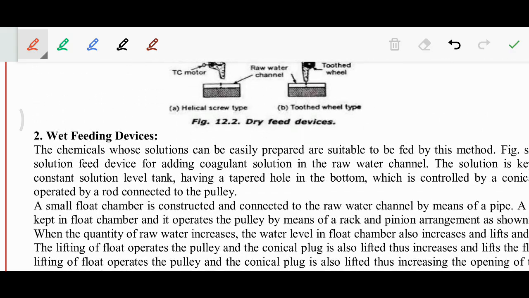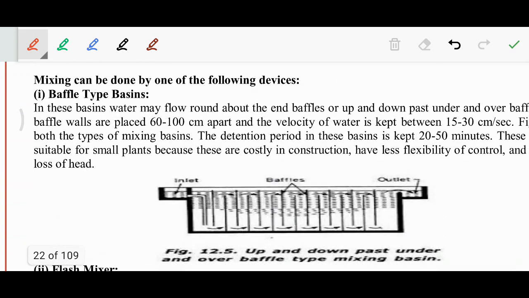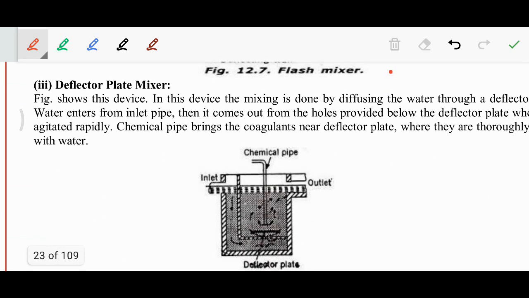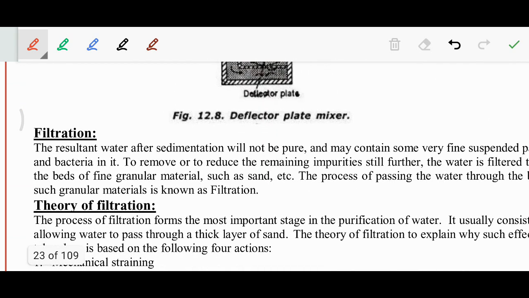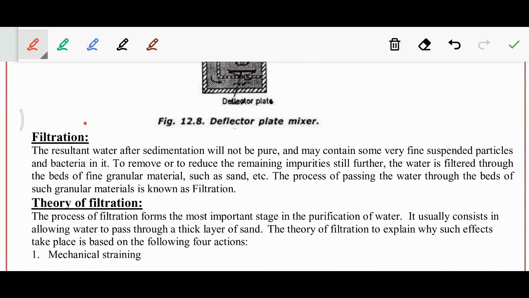Next we'll see some mixing devices. It is actually not in the syllabus. We'll try to understand filtration. It is very important from the exam point of view. It has been asked a couple of times in the external paper also. So what is the theory behind this filtration?